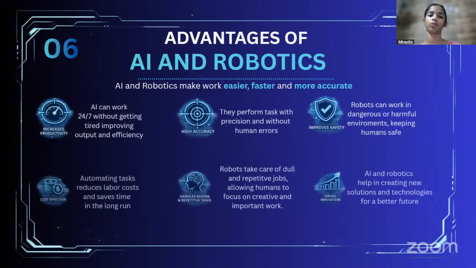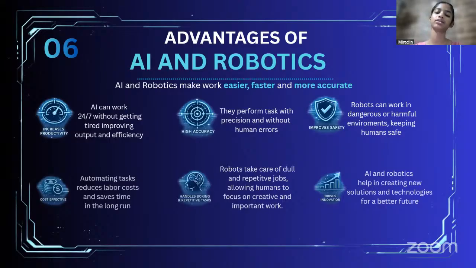Advantages of AI and robotics. Artificial intelligence and robotics have many advantages. They save time and reduce human effort. They can do dangerous jobs safely. They improve accuracy and reduce mistakes. Machines can also work continuously without getting tired.